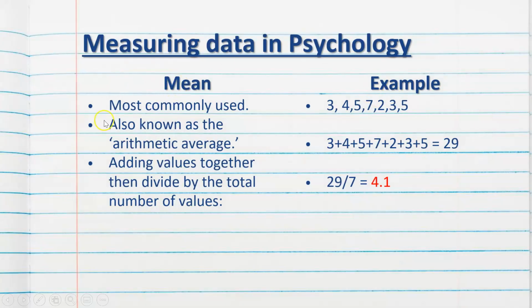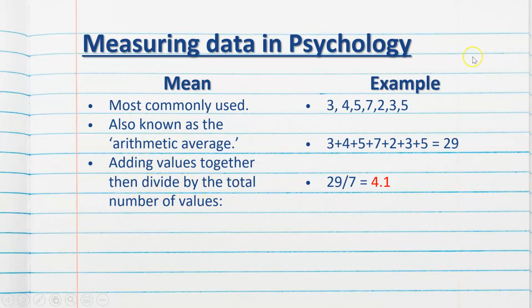So the mean. The mean is the most commonly used. This is also known as the arithmetic average. So the mean is actually the correct term in psychology. The average is the definition of the mean. So use the mean where possible. It's very easy to calculate. So we add the values together and then divide it by the total number of values present.